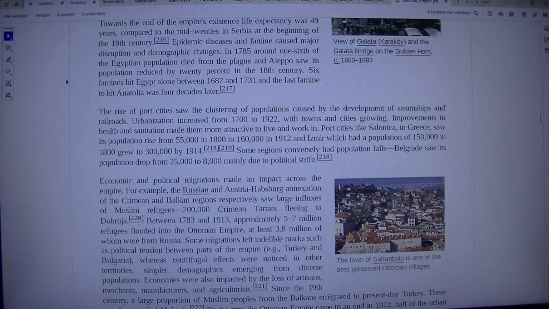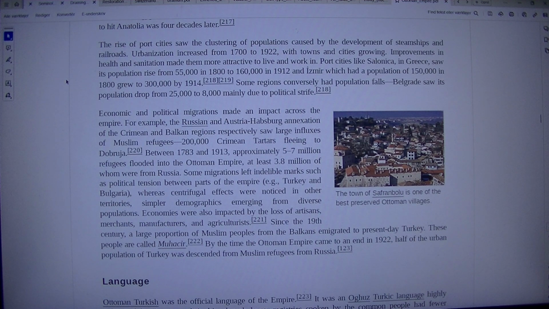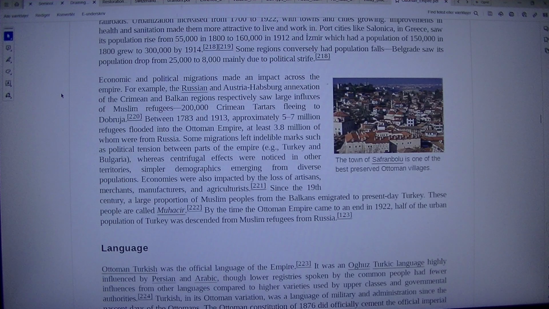The rise of port cities saw the clustering of populations caused by the development of steamships and railroads. Urbanization increased from 1700 to 1922, with towns and cities growing. Improvements in health and sanitation made them more attractive to live and work in. Port cities like Salonika, in Greece, saw its population rise from 55,000 in 1800 to 160,000 in 1912, and Izmir, which had a population of 150,000 in 1800, grew to 300,000 by 1914.